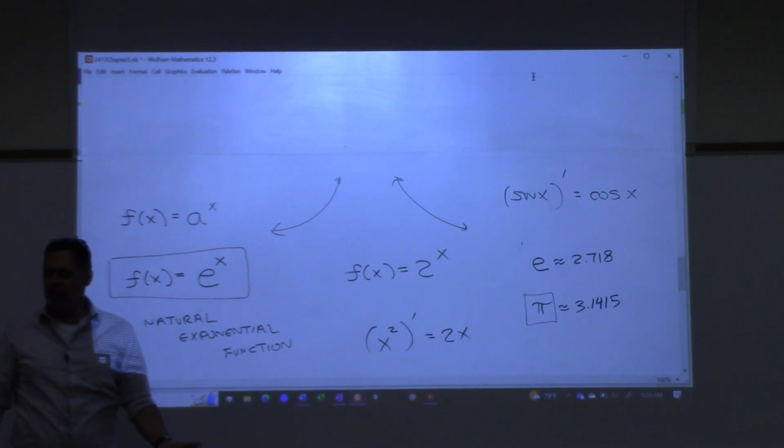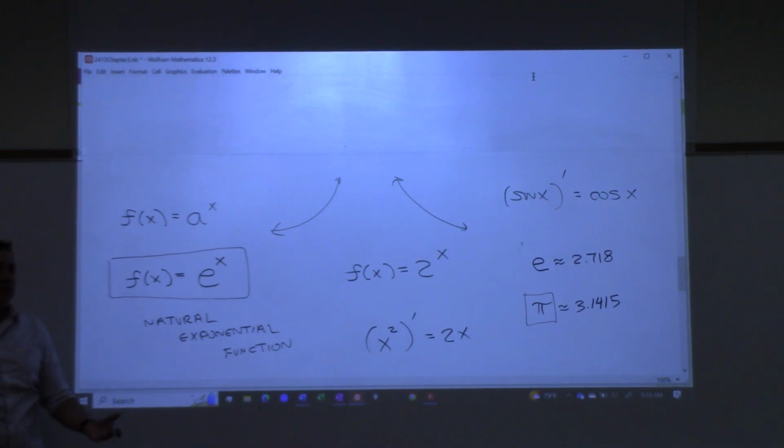We were like, is there a function that is its own derivative? Does it exist? We went looking for it, and we finally found it. And this is it. This is the function that is its own derivative.